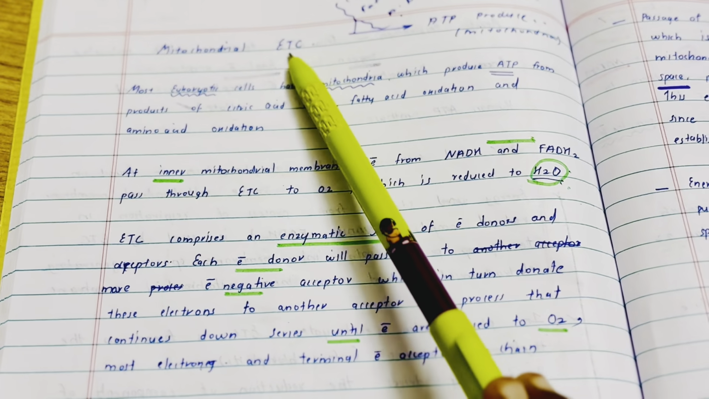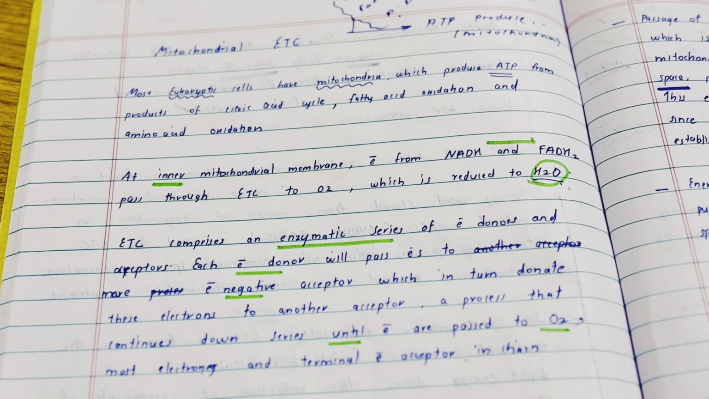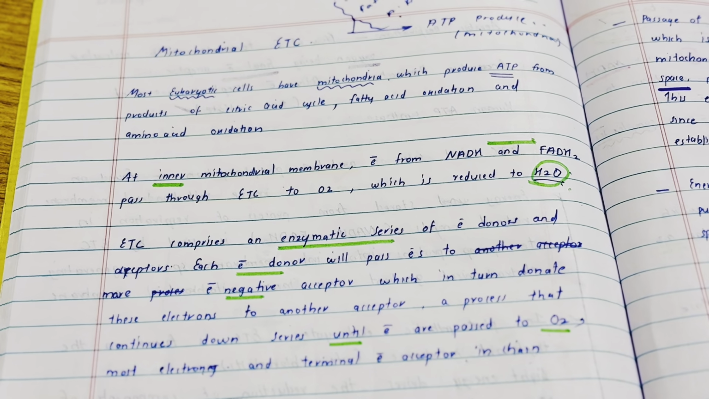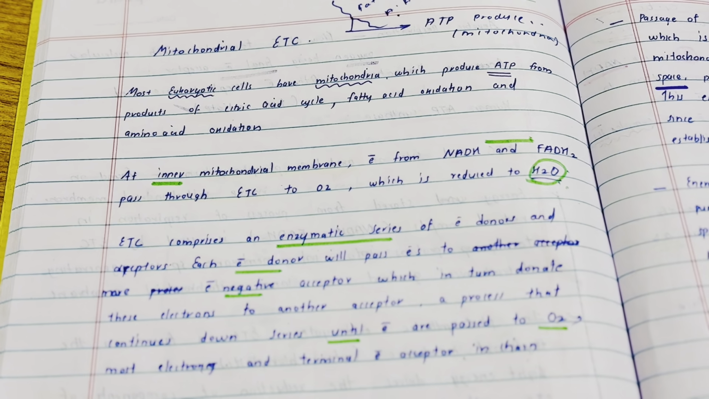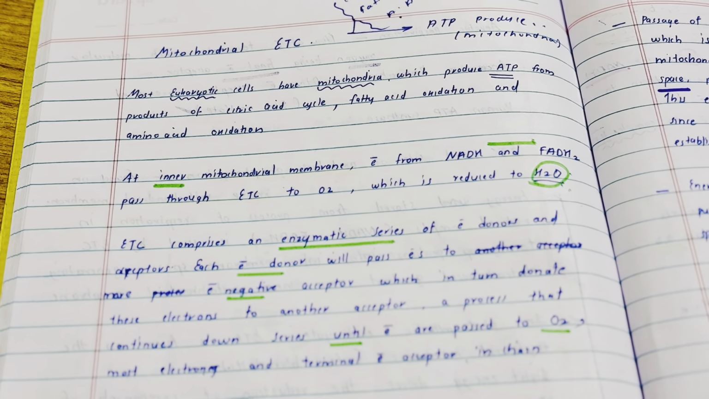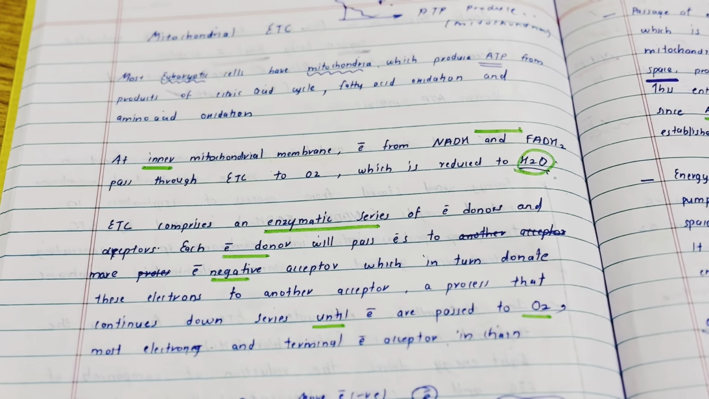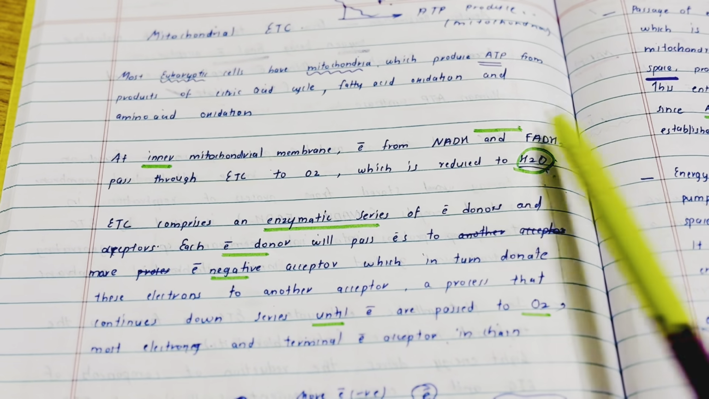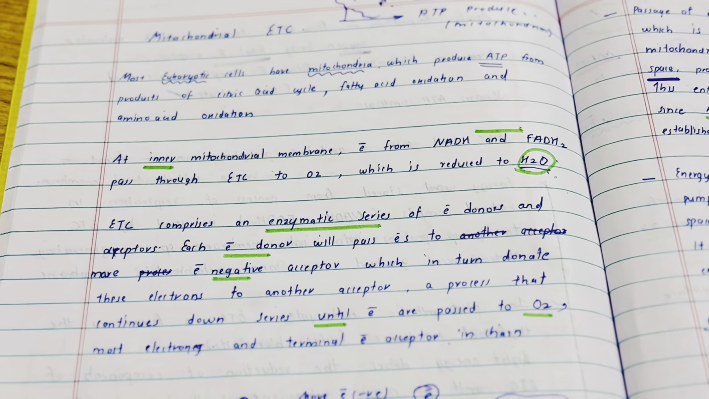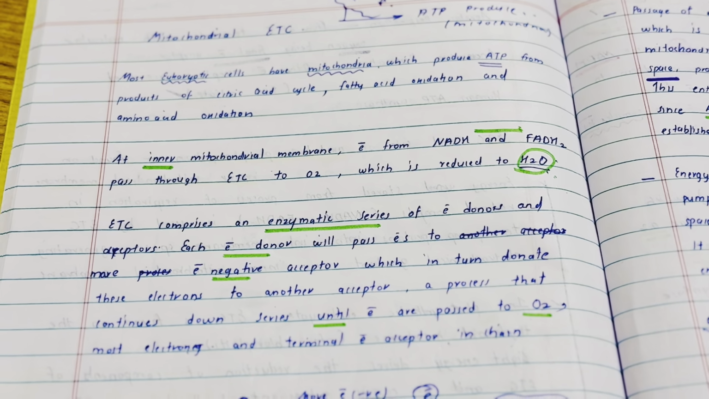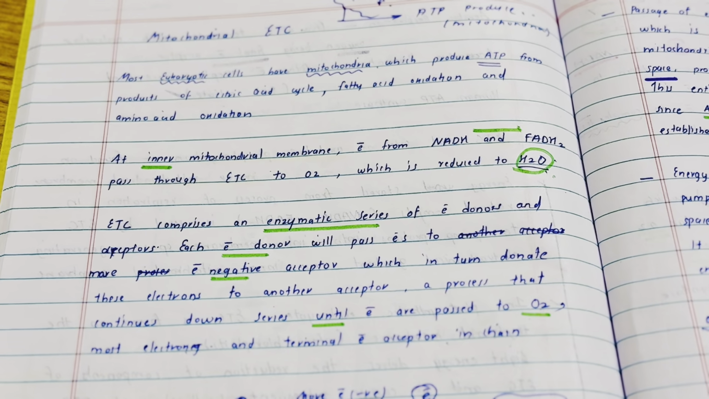Here, the electron transport chain is initiated in most eukaryotic cells, where the mitochondria produce ATP. And how is this ATP produced? It is produced from the products of the citric acid cycle, fatty acid oxidation, and amino acid oxidation, right? And this all takes place in mitochondria. The inner mitochondrial membrane will have electrons from NADH and FADH2, as we have discussed, from the respiration products, stored in their reduced forms. These will pass through the electron transport chain to oxygen, and finally oxygen will be reduced to water.